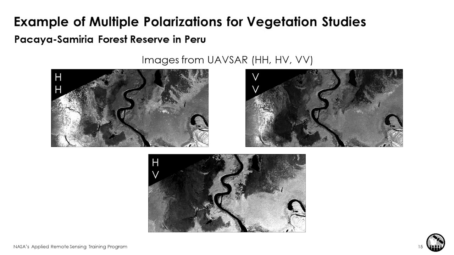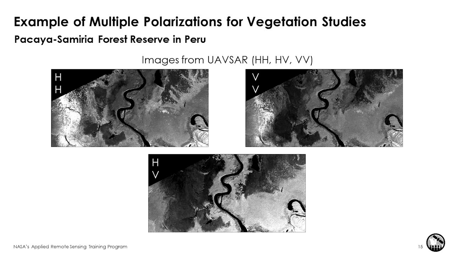So here we have an example of a quad pole L-band SAR image. And this is from an airborne sensor called UAVSAR. It's an L-band airborne sensor from JPL. And in 2013, this sensor acquired imagery over the Pacaya-Samiria Natural Reserve, which is located in the Peruvian Amazon. And this reserve is a very large wetland ecosystem. So in this image, there's a combination of forest and inundated vegetation.